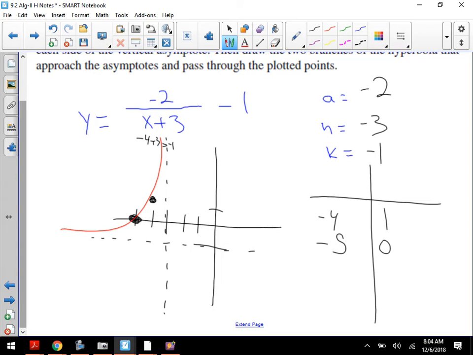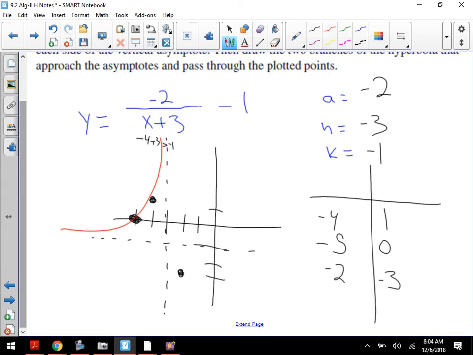Now you go to the other side of it. Use -2 now. What's -2 plus 3? -2 plus 3 is 1. What's -2 divided by 1? What's -2 minus 1? There you go. So at -2, it's at -3.